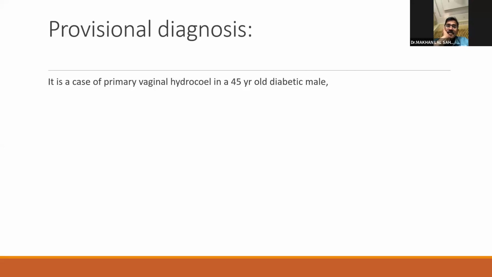Sir, a secondary hydrocele is a hydrocele with a known etiological cause. Commonest etiological cause. What pathology may be there in the scrotum which can lead to secondary hydrocele? Simple, these are all common. Epididymo-orchitis can cause hydrocele. Testicular tumor.